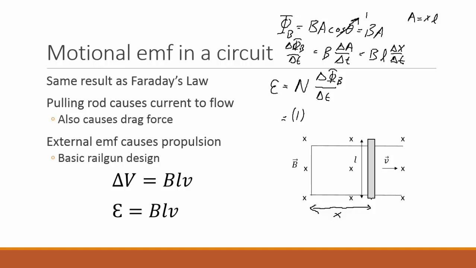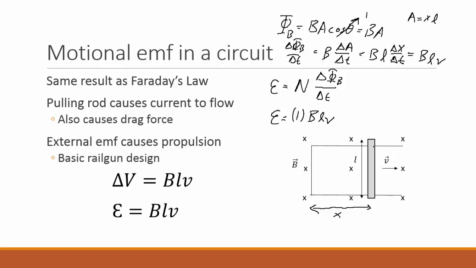Now, how many centimeters it moves to the right every second is what we call the velocity. So delta x over delta t is simply v. So I can write this as the EMF is just BLv, plugging in for the change in flux over time, which is the same formula we had before for the voltage difference, because again, an EMF is just a voltage difference.